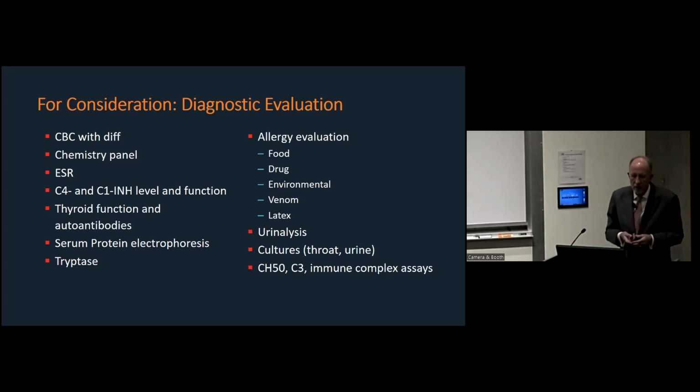We typically will get a CBC. If somebody has urticaria, we may get thyroid function and autoantibodies. If we're thinking about acquired angioedema, we may get an SPEP. We may do an evaluation for allergies of various types, and we may do some complement studies as well. But again, it depends on the history. If somebody presents with urticaria and angioedema, running down complement studies doesn't make a lot of sense. It's just a waste of time and money. If somebody is, well, we'll go on to that.